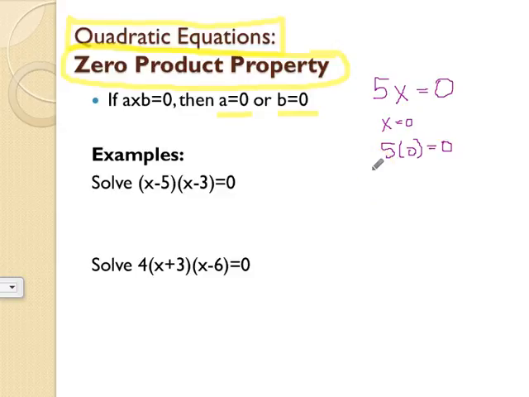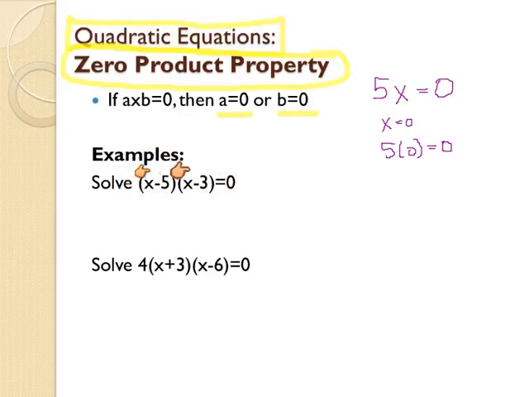So we're going to take that a step further now and look at when we've got polynomials in factored form. So here we've got x minus 5 and x minus 3. And look what it's set equal to, 0. So we want to find out what our values of x can be to make this equation equal to 0.